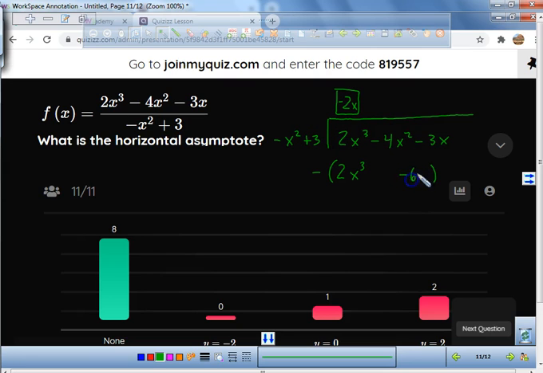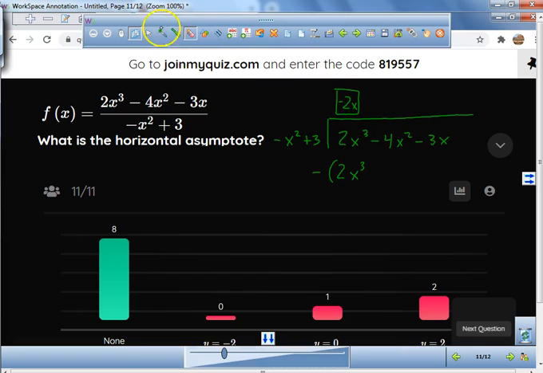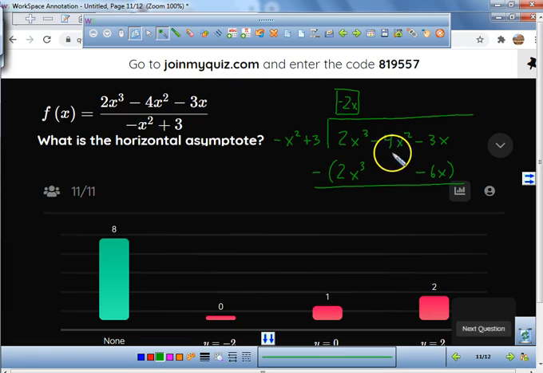Negative what? 6x. You see how I kind of try to put it? I probably need to do a better job. Ready? Hold on. I got to put minus 6x over here. Draw a line. So see how this will be brought down?